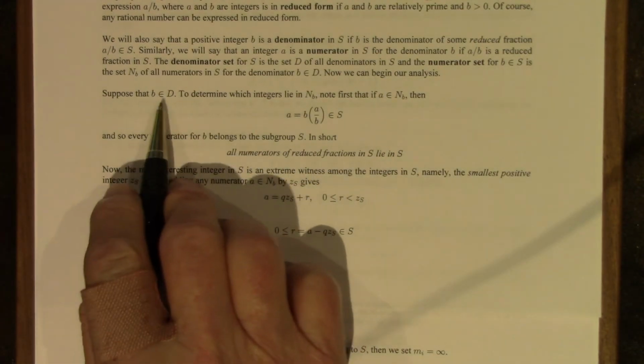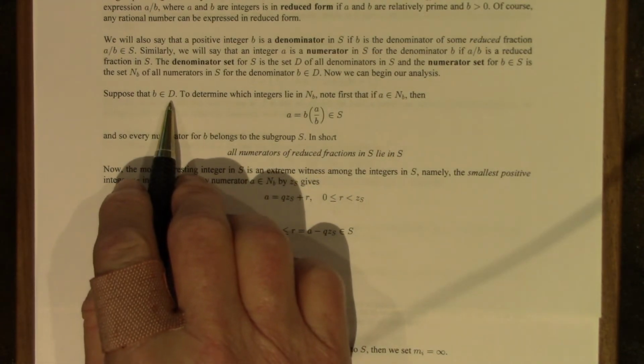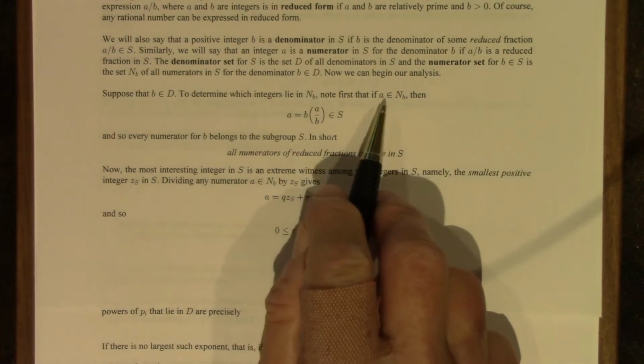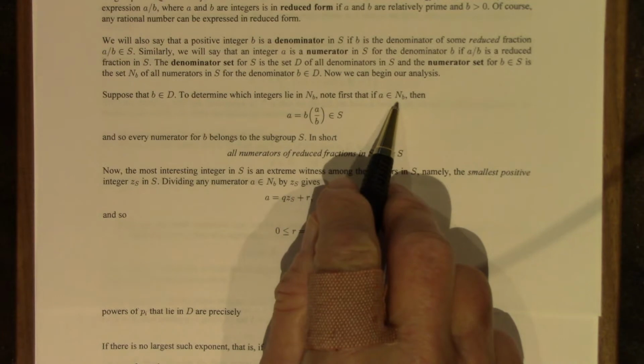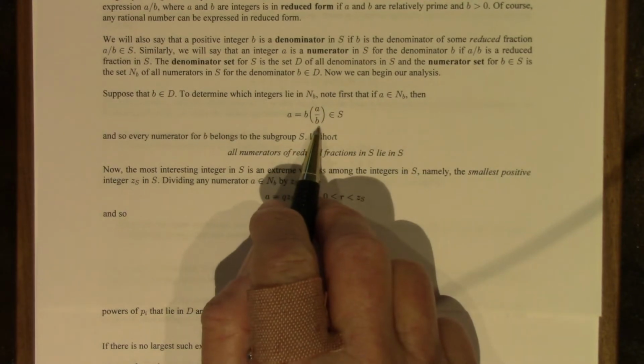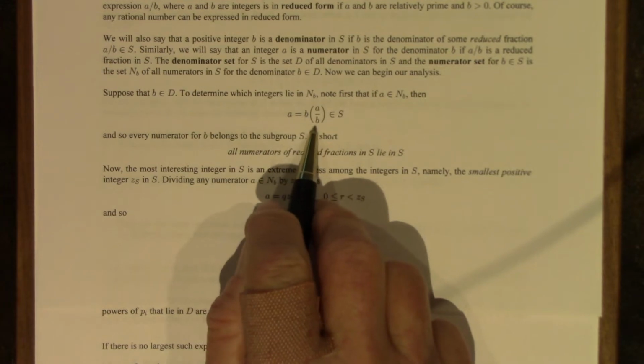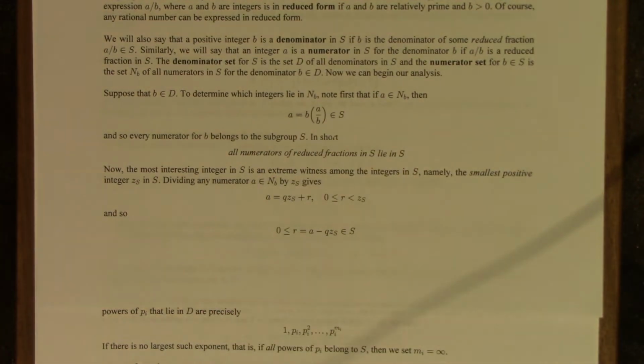Suppose that B is a denominator in S. To determine which integers lie in the corresponding numerator set, first notice that if A is a numerator for B, then A over B is in S, B times A over B is in S, and so A is in S. In other words, every numerator for B belongs to the subgroup S. So the thing to remember is all numerators of reduced fractions in S also lie in S.